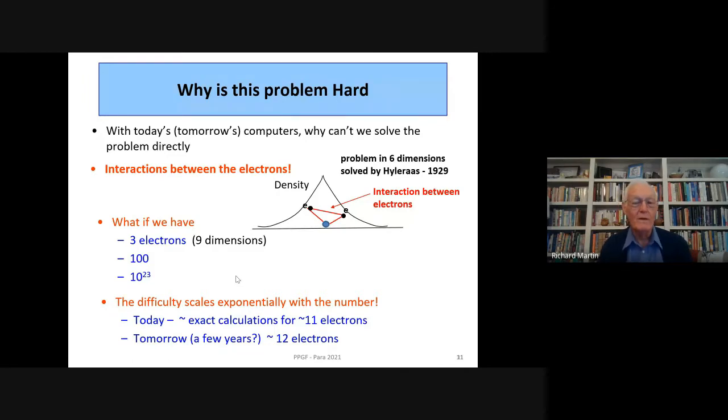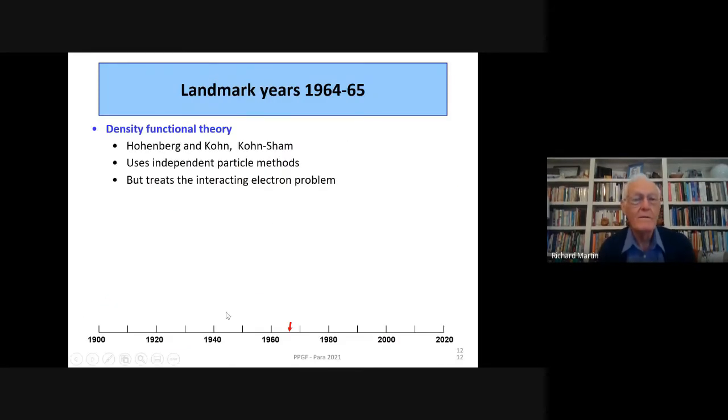Of course there are some wonderful methods developed in chemistry that reduce this exponential scaling dramatically, but still they're limited to rather small problems. So the landmark years for what can be done in condensed matter physics or in molecules that are very large were 1964 and 65. Those were the dates for Hohenberg and Kohn and Sham's work. And it was just the right time to do it because the independent particle methods were around, the computers were on the verge of being able to solve complicated problems. So the methods could be used, and they gave a way to actually address the interacting electron problem.